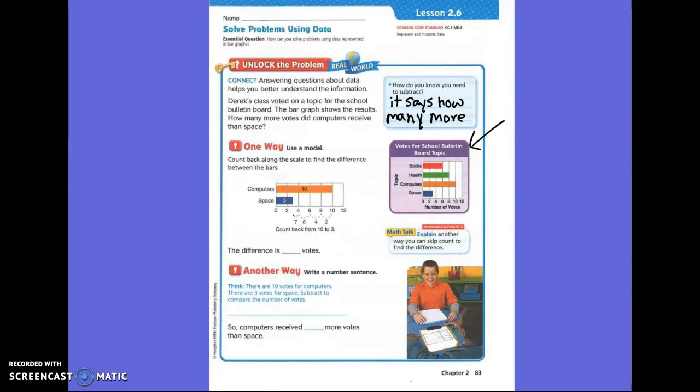Okay, count back along the scale to find the difference between bars. So look at the computer's bar and the space bar because that is the two types of things that the question was asking about. Computers is how much? Everyone? 10. Space is how much? 3. Okay, what is 10 subtracted by 3? Or 3 subtracted by 10? You can't do that. No, you can do 10 minus 3. What is it, guys? 7. Okay, write that down on your papers so that it's not blank and you miss a point.